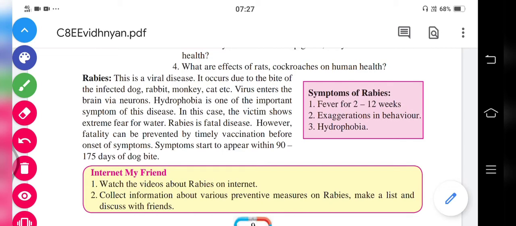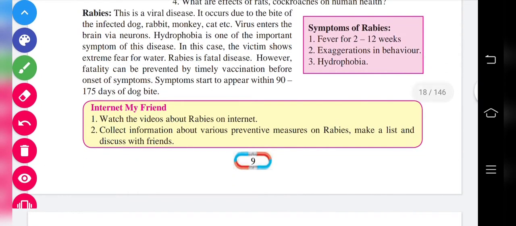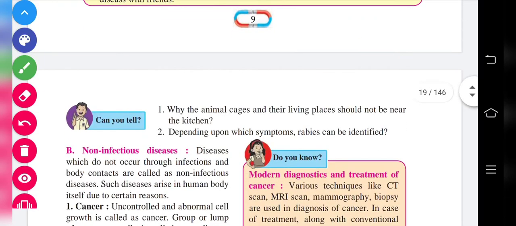Generally, the symptoms of rabies appear after 2 to 12 weeks. Fever will be there, along with excitation and changes in behavior. Hydrophobia can occur, and some people's behavior becomes uncontrolled. So those are the symptoms of rabies. Search on the internet for videos related to rabies. This is the homework question I am giving you.